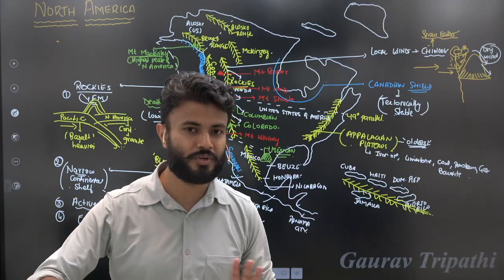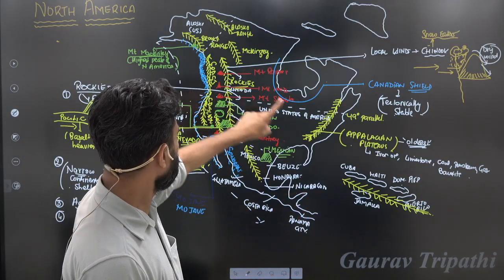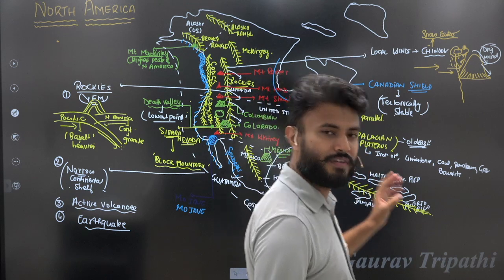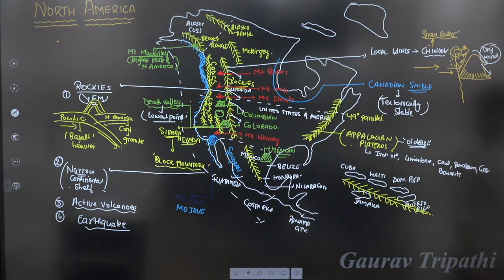Is it clear to everyone? So these were the important physical features and the associated concepts related to North America. Fine.